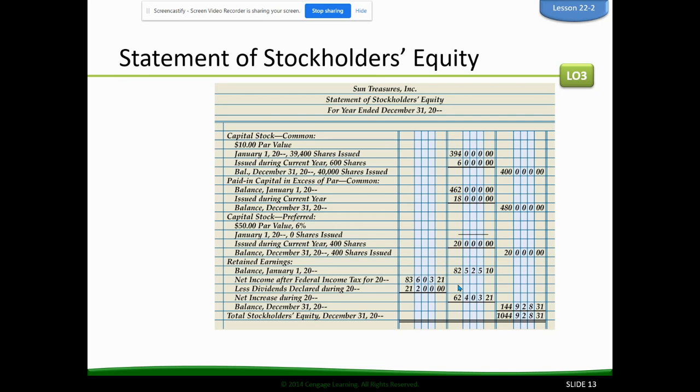Okay. So here's the format for the statement of stockholders' equity. We have common stock, paid in capital in excess of par, preferred stock, retained earnings at the bottom, and then we have the total of our stockholders' equity. So remember, it's all about format, guys. You already have the numbers for these. You just have to plug them into the right format.